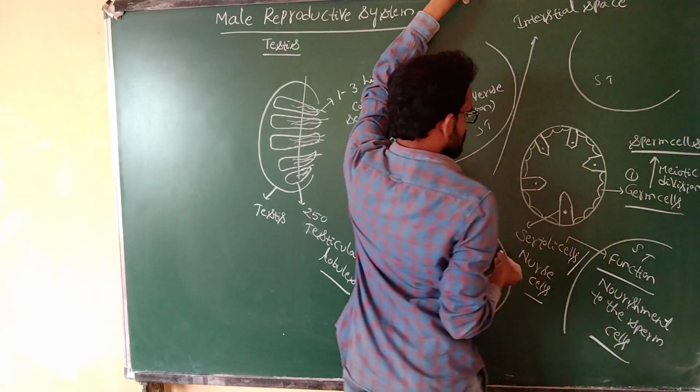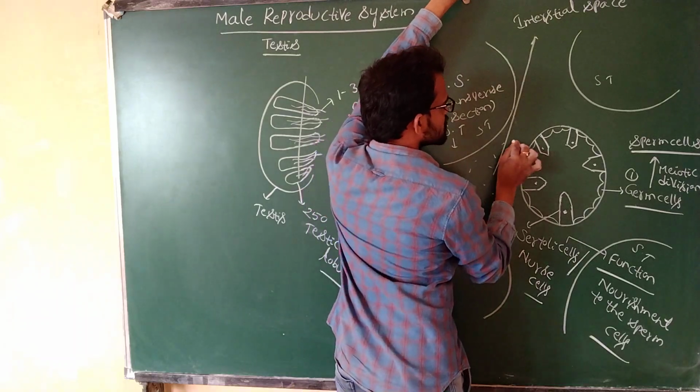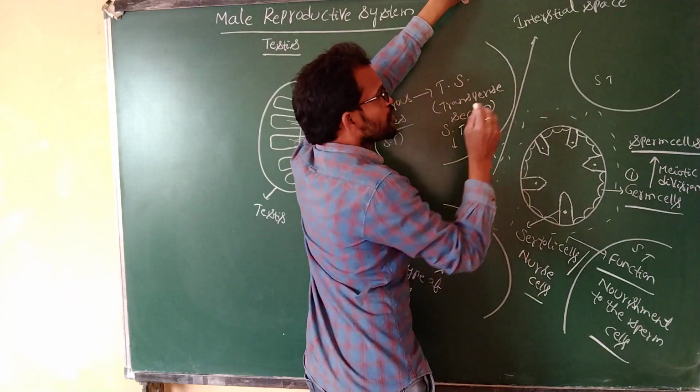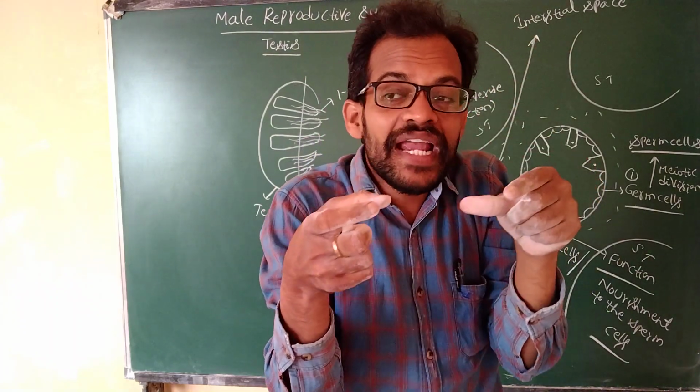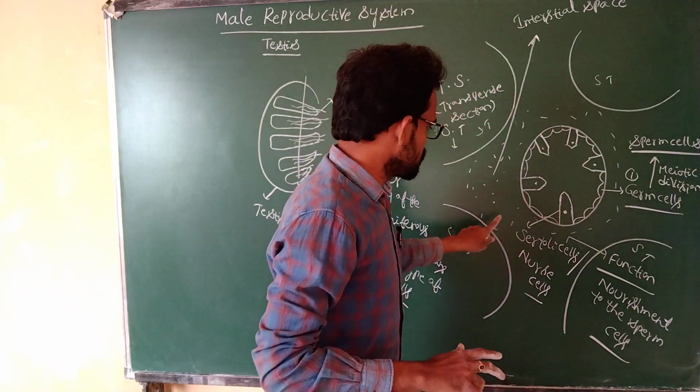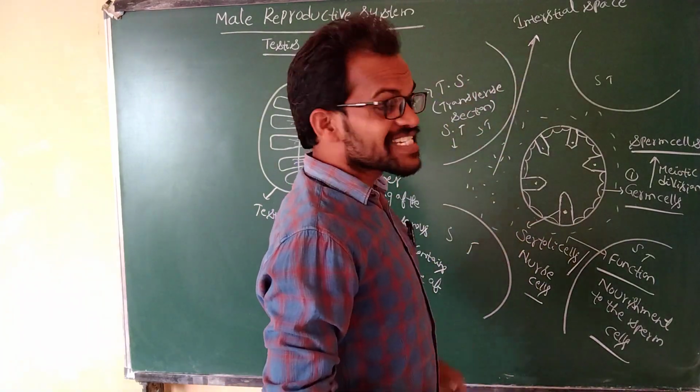There is a gap, the interstitial space. This space is filled with interstitial fluid. The gap is located between the two seminiferous tubules. This gap is always an interstitial space.